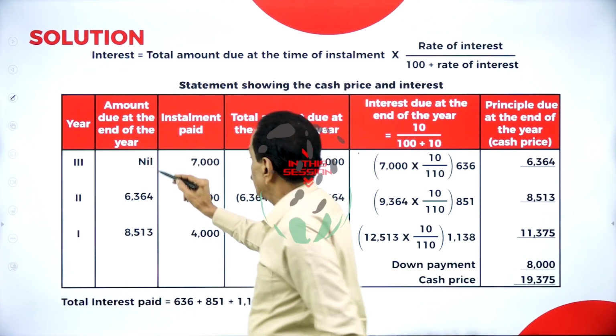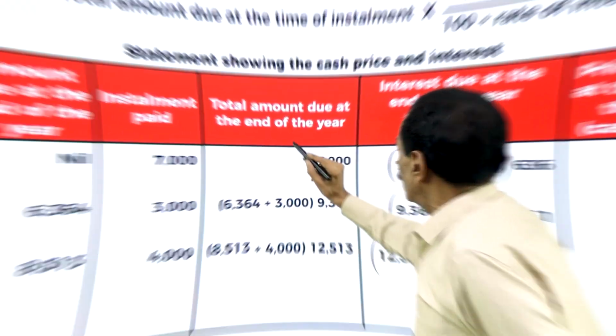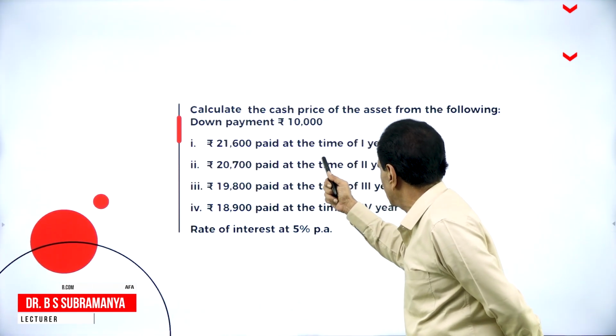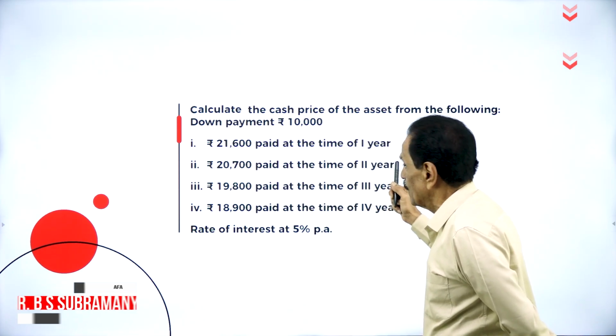Amount due at the end of the year, nil. Installment paid 7,000 for third installment. 21,600 paid at the time of first year. 20,700 paid at the time of second year.